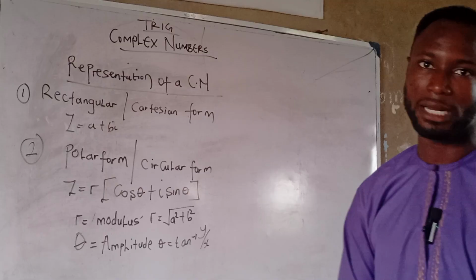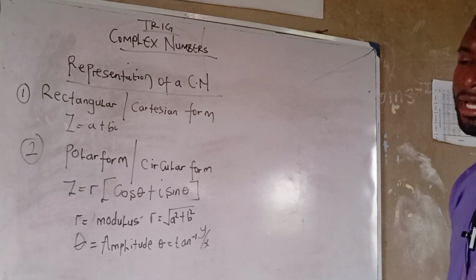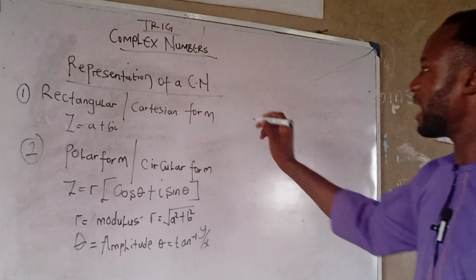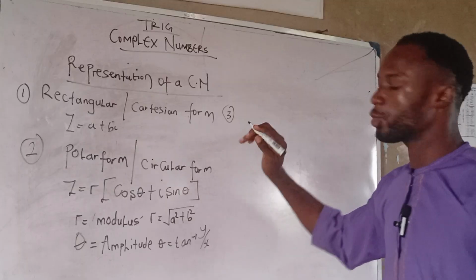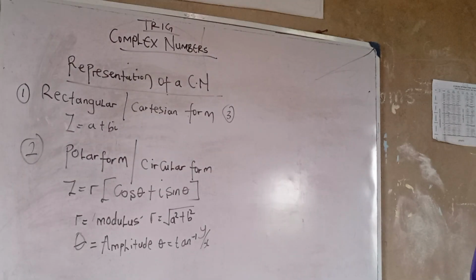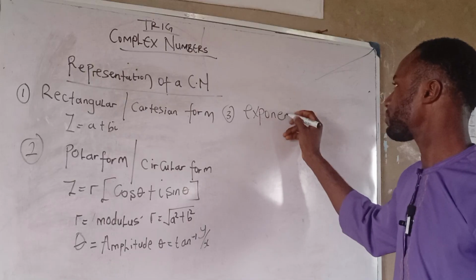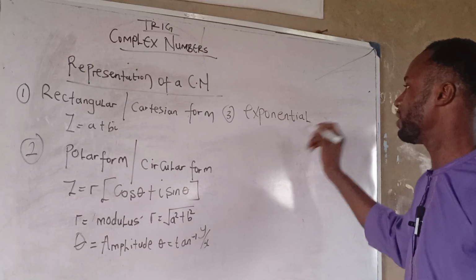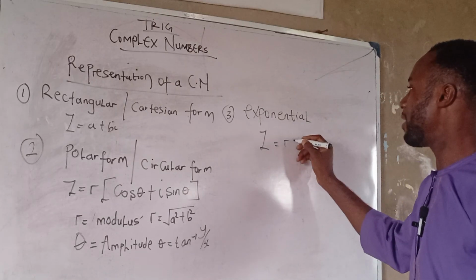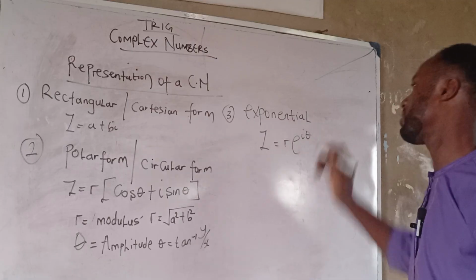And the last one, I'm talking about three forms now, three representations of a complex number. Then the last one, number three, is what we call exponential. Number three is exponential. So Z is equal to R exponential I theta.